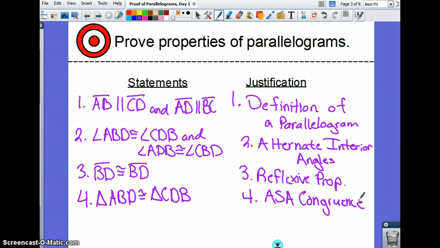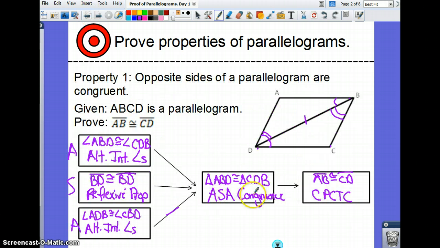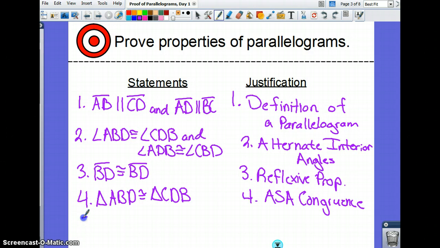And last but not least, so I've talked about this one, so now our very last step is this one right here. So we're going to have to say that our opposite sides, which are AB and CD, are congruent, and that was by corresponding parts of congruent triangles are congruent. There it is. There's our proof.